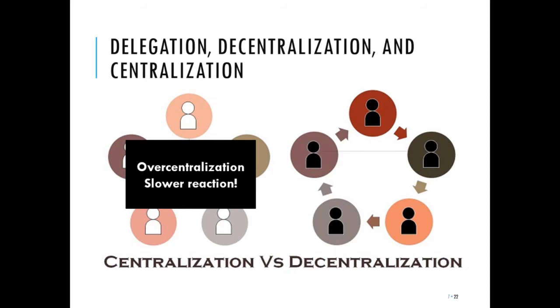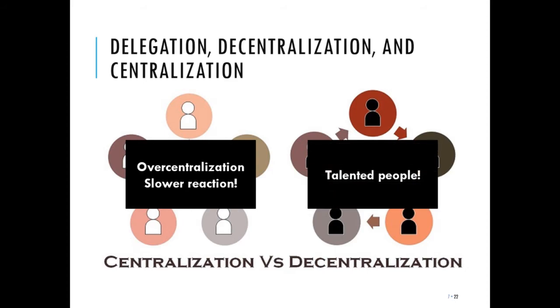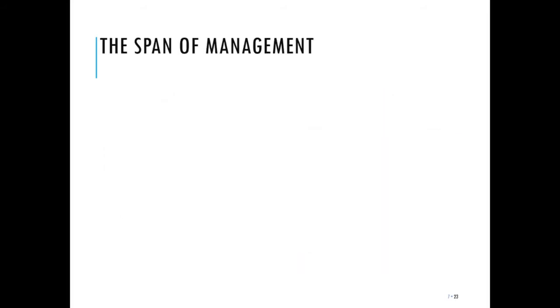One of the disadvantages in decentralization is that decentralized organizations need a lot of talented people. The people need to have strong decision-making skills. Another key question in organizational structure is the span of management. Here the key question is how many subordinates should a manager manage?